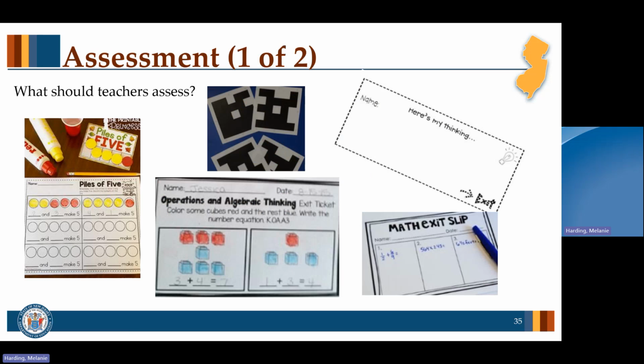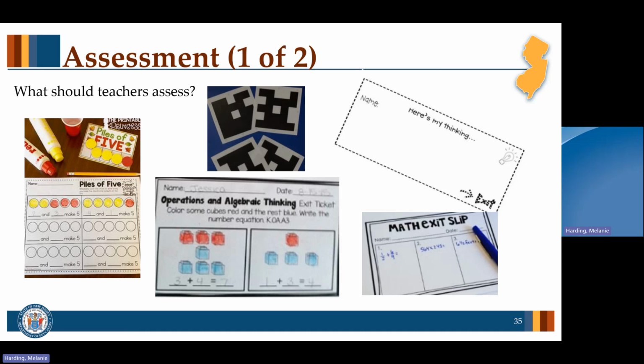Okay, assessment, we're going to talk a lot more about that in part 2, but I did want to get into it a little bit here because we know that research shows that assessment that's immediate, strategic, intentional feedback does promote student achievement. So that feedback is really important.